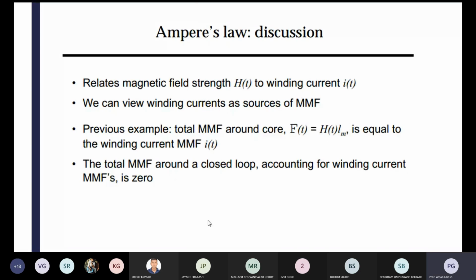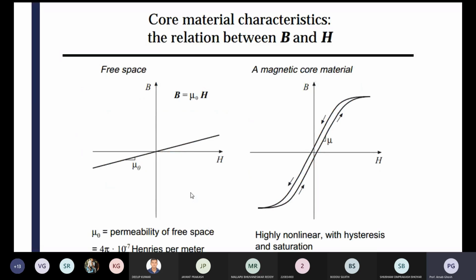The total MMF around the closed loop, according to the winding current MMF, is zero. As per the laws of energy conservation, the total MMF around the closed loop will definitely be zero, meaning incoming is always equal to outgoing. Otherwise, the laws of energy conservation would not be valid. So, okay. Then the core material.